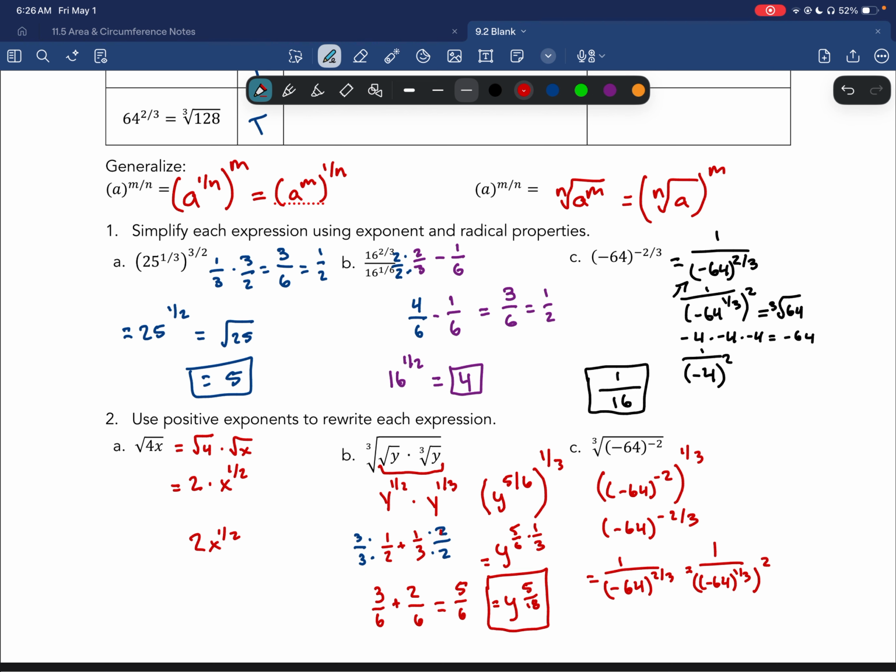Okay. The reason I wanted to do this is because I know what -64 to the power of 1/3 is. We did it up here, okay? So I know that this is going to simplify down to -4, okay? So this is going to become 1/-4 squared. And then I know what 4 squared is. It's 1/16. And that's my answer. Okay.